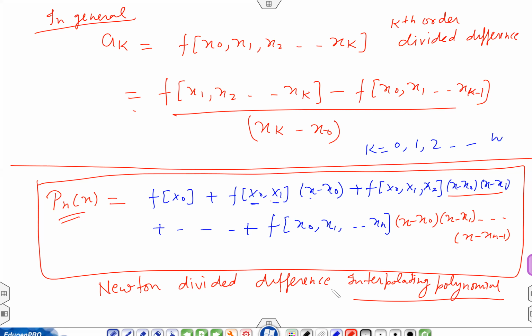Okay, now how to compute all these divided difference terms whenever we are solving a question.